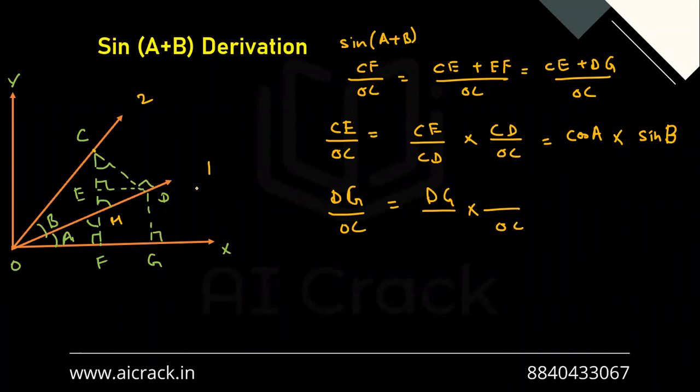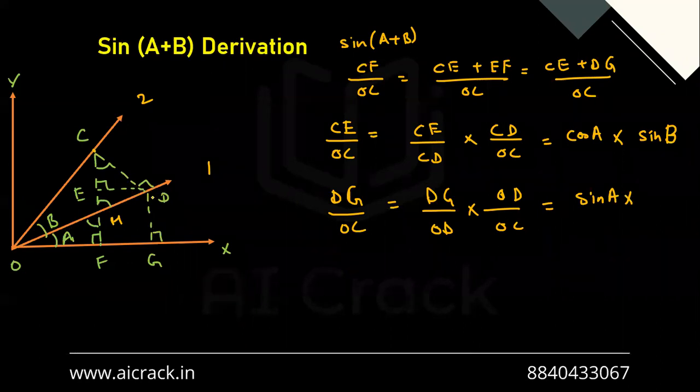I'll look for a commonality between these two. So that is OD. OD is common in this triangle and OD is common in this triangle as well. So I'll divide and multiply by OD. So what it gives me is DG by OD. This triangle is a right angle triangle. Corresponding to angle A, this is the perpendicular, this is the hypotenuse. So basically this is nothing but sine A.